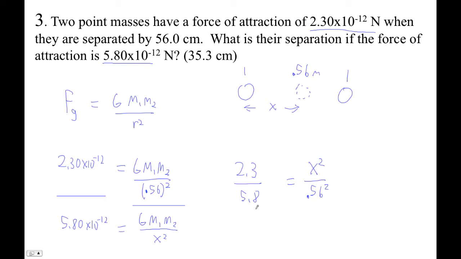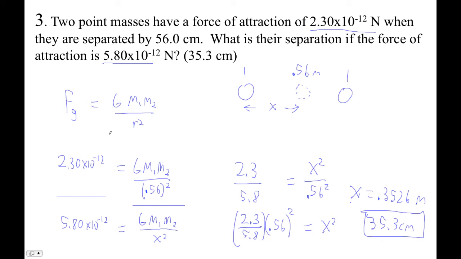So how do we solve that for x? I guess cross multiply. 2.3 over 5.8 times 0.56 squared is x squared. And if I take the square root of both sides, I ought to be good. So I'm going to go square root of (2.3 divided by 5.8) times 0.56 squared. The square root of 0.56 squared is just 0.56, so I'm just going to go times 0.56. And I get 0.3526 meters, which is 35.3 centimeters.